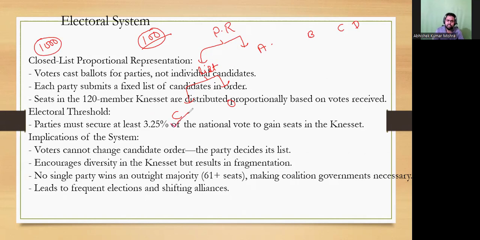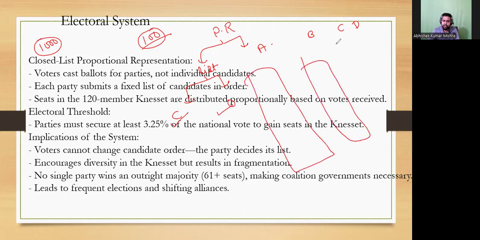In the closed system and open system, I'll tell you what happens. All the political parties will release a list of 100 candidates. There are 120 seats, but I'm taking 100 for the convenience of calculation. Suppose political party A is getting 200 votes out of 1000. So it got 20 percent of the vote. If it got 20% of the vote, it would be allocated 20% of the seats. If 100 seats are there, then 20 seats would be allocated to political party A.